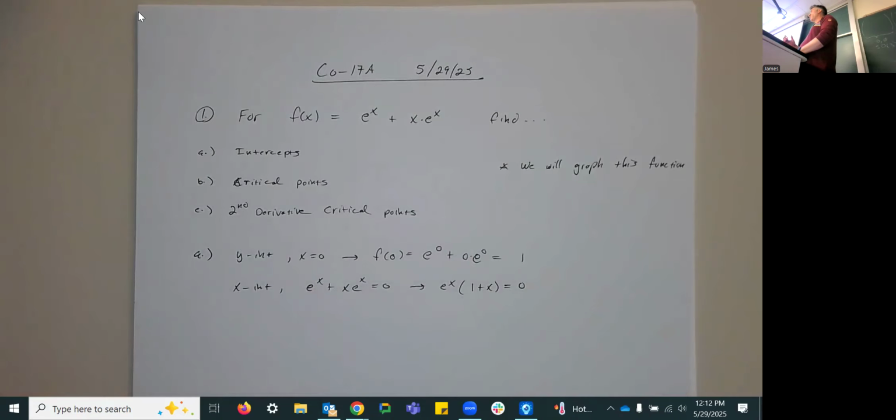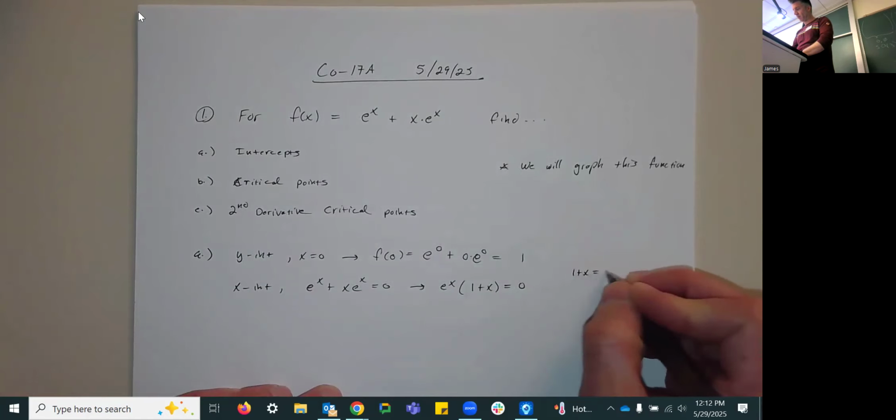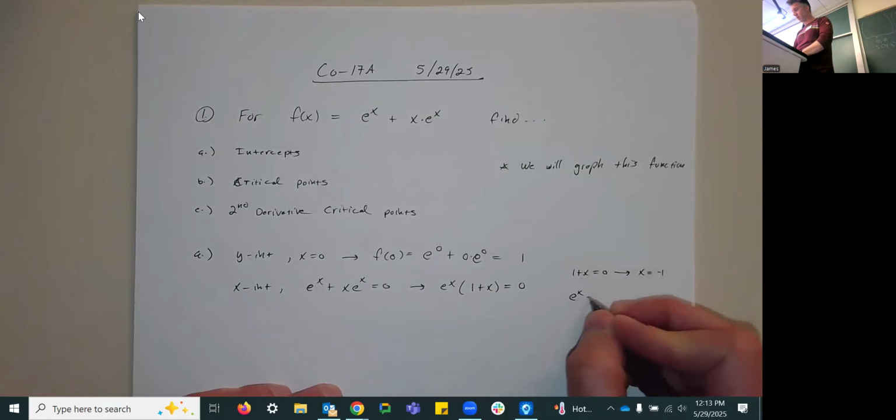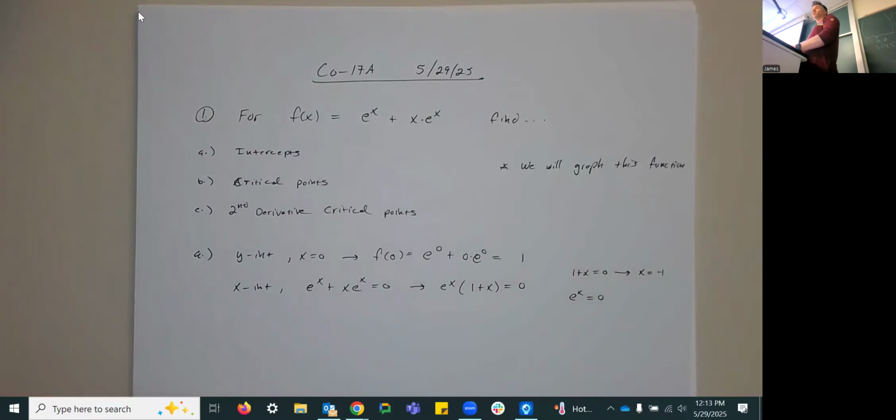And then we set each factor equal to 0, but we have to keep something in mind here. If we set 1 plus x equal to 0, no problem. We get x equal to -1. If we set e to the x equal to 0, that is a problem. There aren't going to be any solutions there.